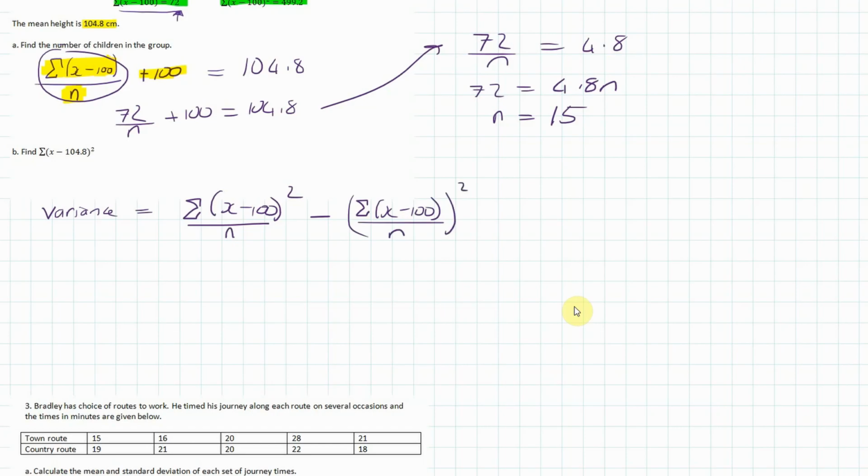So now we actually know what the variance is for our original data. This bit here we know is 499.2, and of course the n we found in the previous question to be 15, so I can pop that in. Minus, now, this bit here, the sum of x minus 100, of course, is up here, so that's 72.